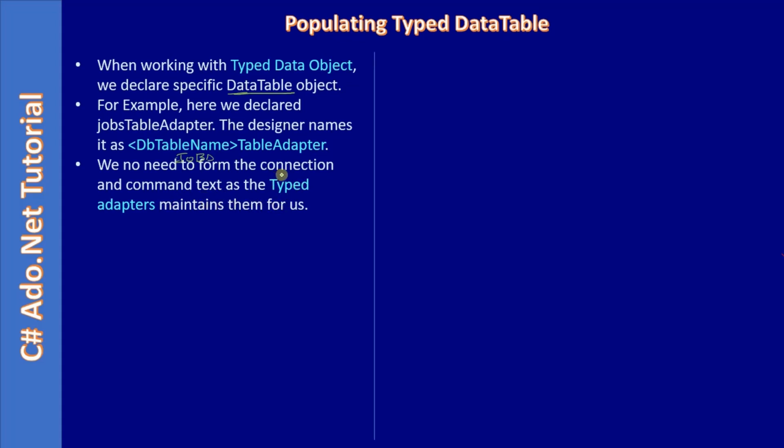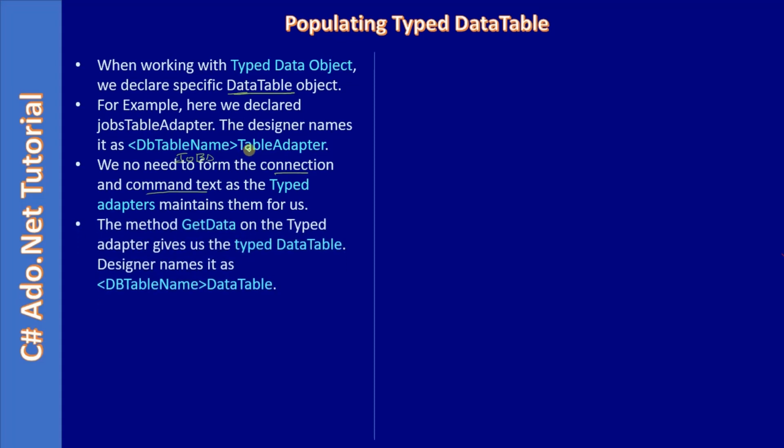So usually in our previous video, we created the connection, then we specified the select command text or other insert and update command text. Here in this case, since the IDE is generating the table adapter for us, it will also generate the connection and command text for the typed adapter. Here the typed adapter is jobs table adapter. We already saw that in our previous video when we were exploring the classes generated by the IDE.